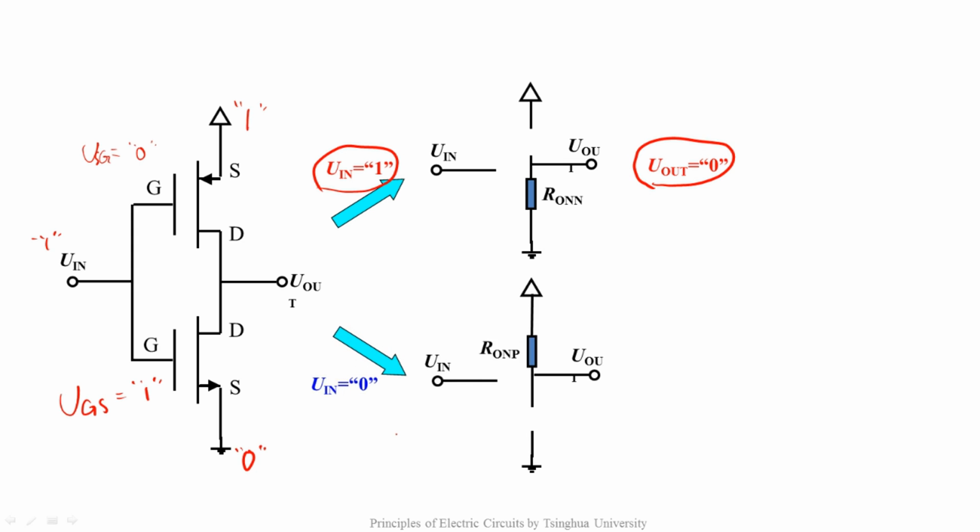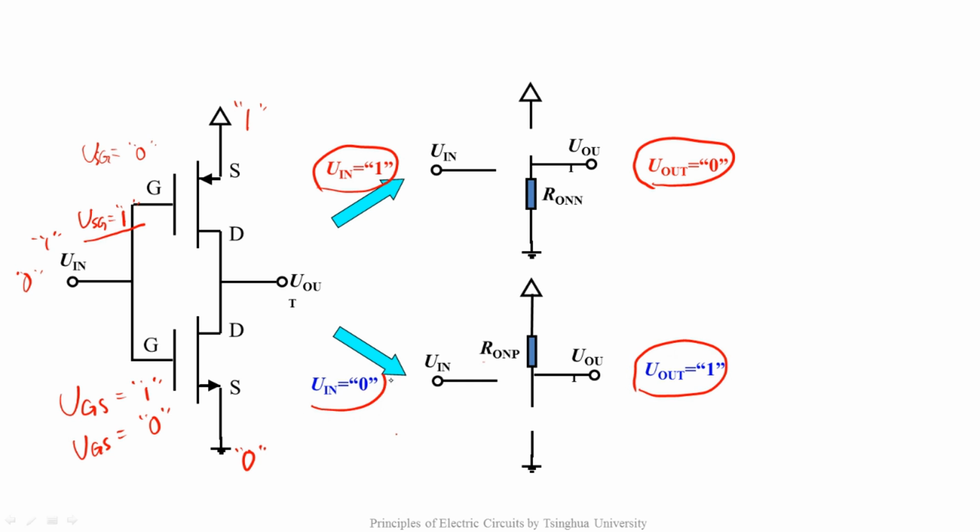Next, consider the case that the input is 0. For the PMOS above, USG equals logic 1 since its source terminal is connected to logic 1. For the NMOS below, UGS equals logic 0 since its source terminal is connected to the ground. Therefore, the PMOS is turned on since USG is 1 and its conduction resistance is R on P. The NMOS below is turned off. We can see there's no current path. So U out is connected to the high level, that is U out equals 1.